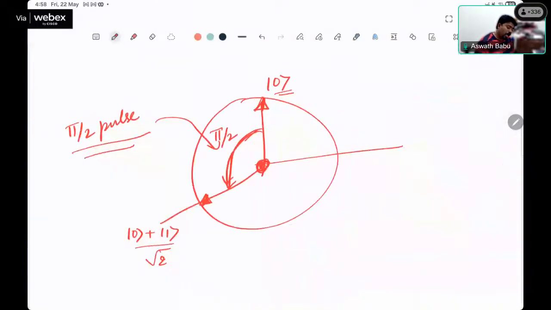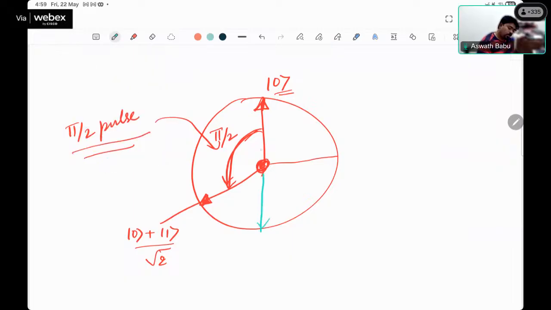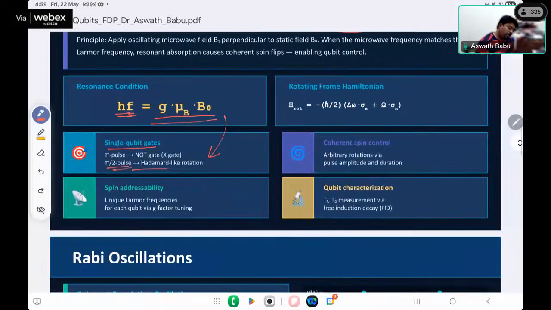And if I have a north pole and I want to rotate to the south pole, let me show you with another color. If I have to rotate to the south pole, how much angle should I rotate? Pi angle. So I'll use a pi pulse to rotate from 0 to 1. That is an X gate operation for you. So this is how single qubit gate rotations are created.